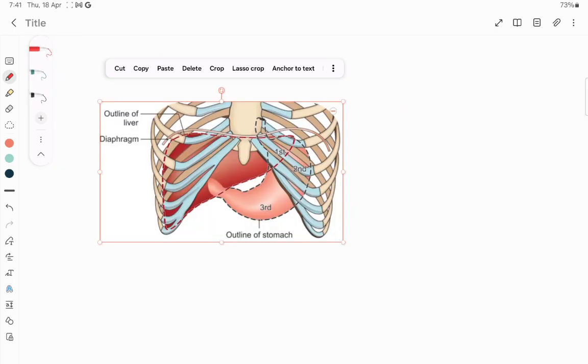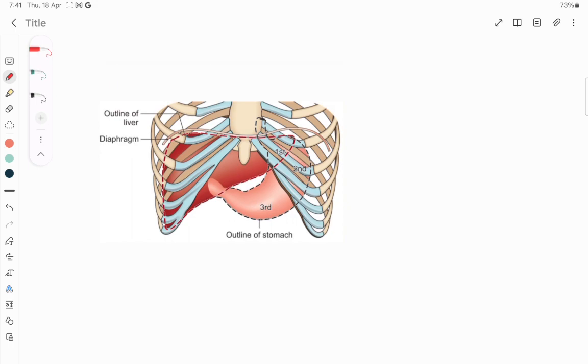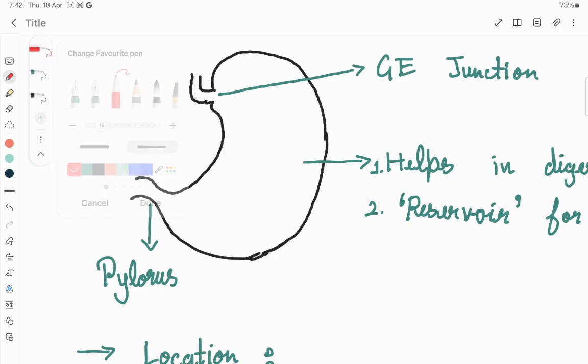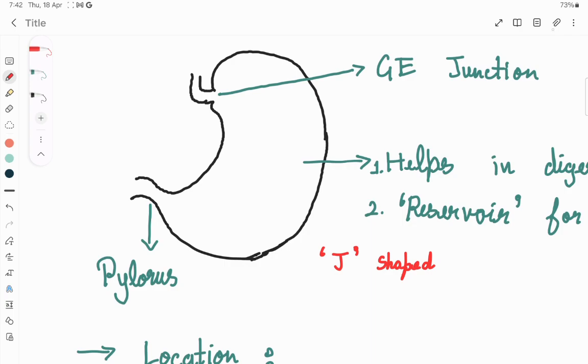This diagram will help us understand more about the location of the stomach. It is basically in the upper and left area, and the regions occupied are umbilical and left hypochondrium region and supraumbilical region, and it is mostly under the cover of ribs and the subcostal margins. Also, if we talk about the shape, it is a J-shaped structure. You can see in the figure, it's a J-shaped structure.